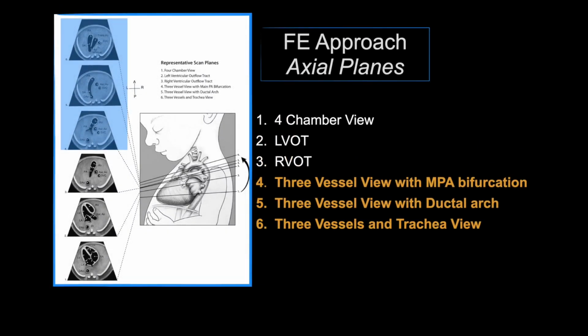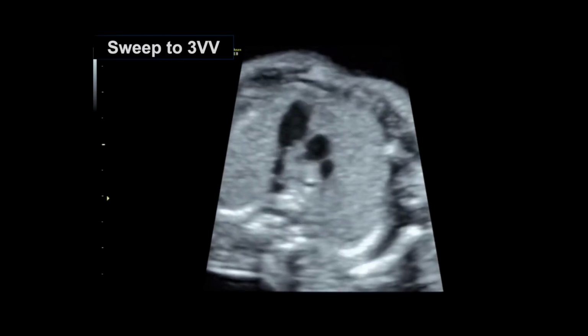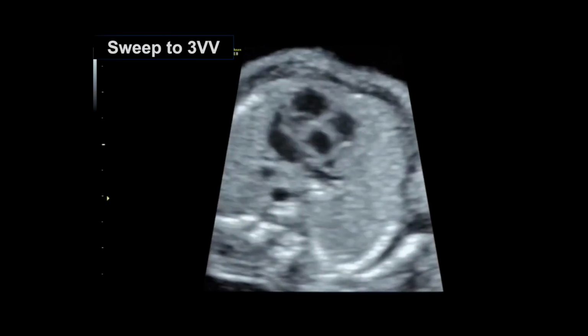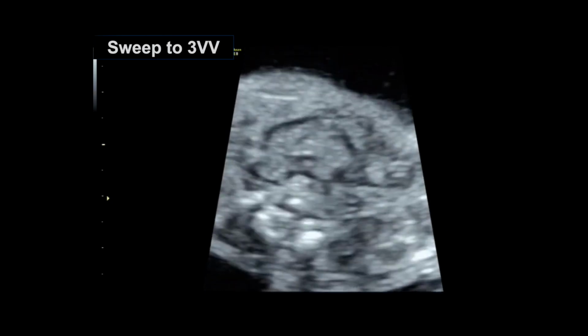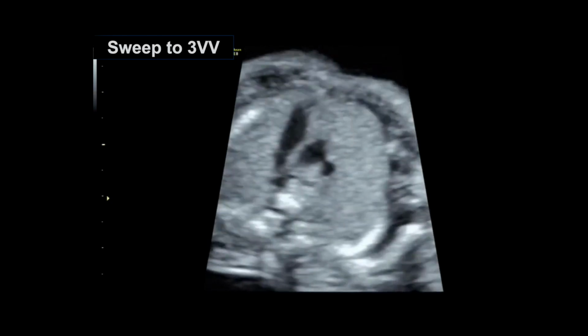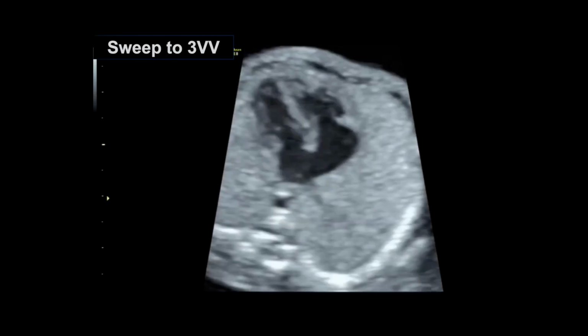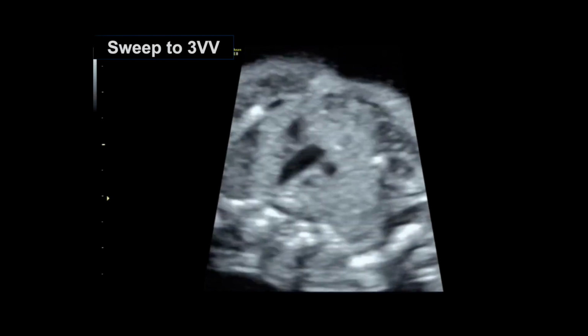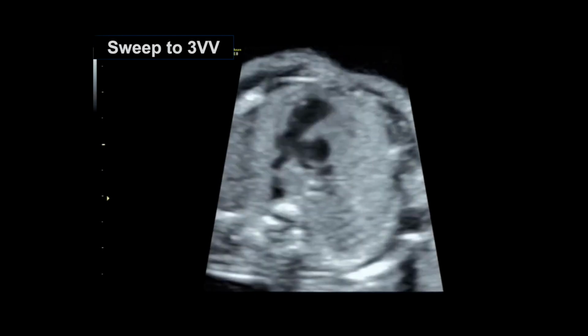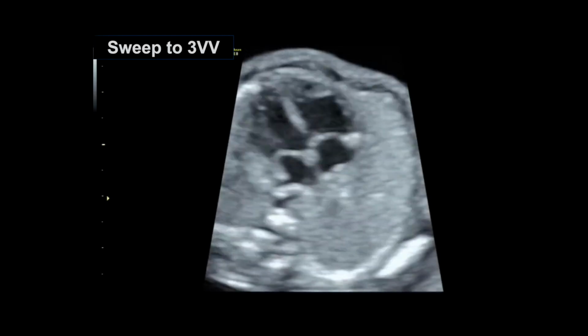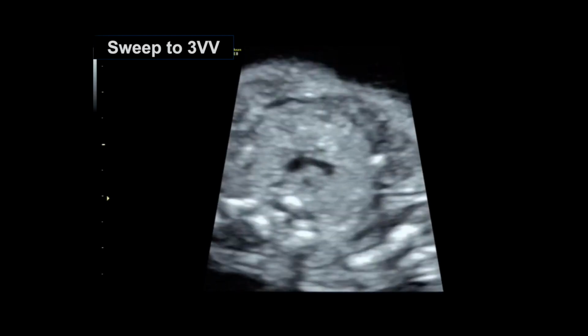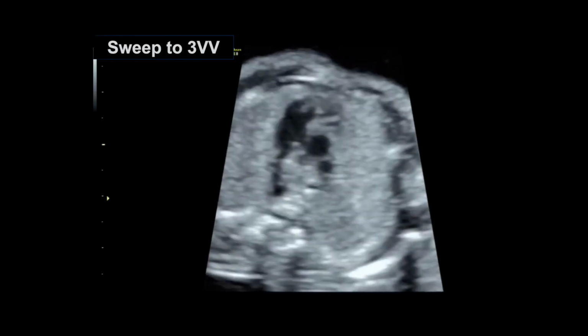Now moving into the 3-vessel views. So 3-vessel view, a lot of people ask how to obtain it. Really the easiest way is going from that 4-chamber view and just sweeping straight up towards the baby's head. You'll run right into the 3-vessel and 3-vessel trachea view as you make those tiny little millimeter moves up towards the head and neck.